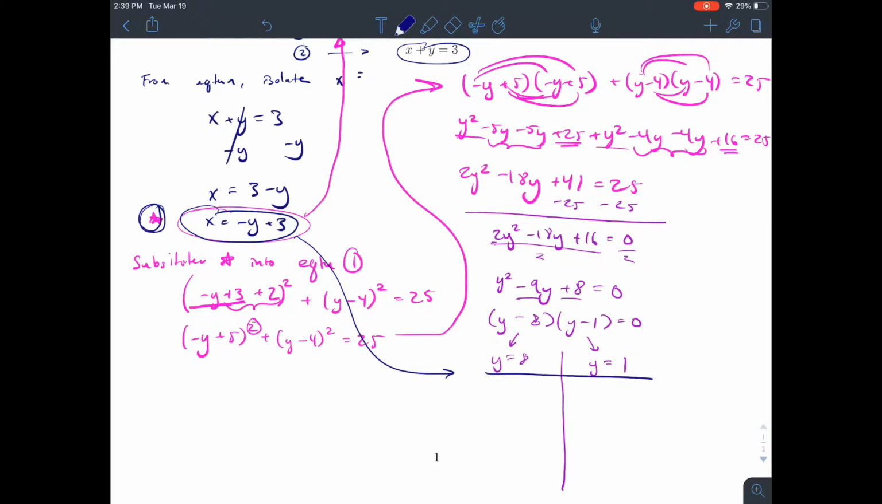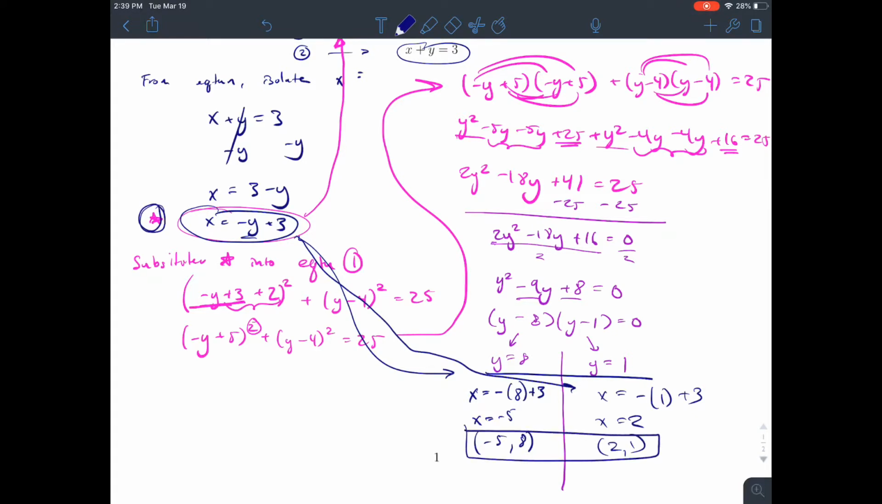So if y equals 8, to get the x value, we say x is equal to negative what we got for y, plus 3. x is equal to negative 5. So we get 2 points, or 2 coordinates, negative 5, comma 8. And then over here, we use the same equation. x equals negative, we got 1 for y, so negative 1 plus 3. x is equal to 2, and we get 2 comma 1. So we have two solutions again.